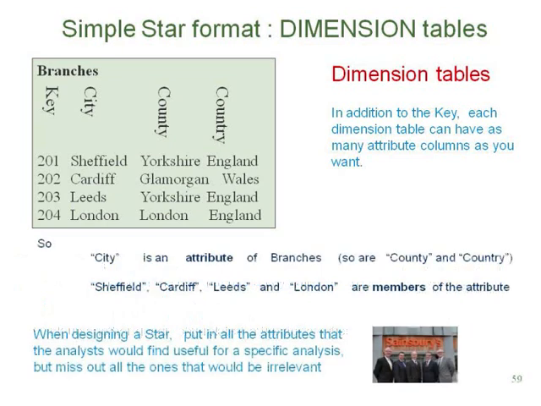So terminology again. City is an attribute of the branch, and so, for example, are county and country. Whereas the specific values that occur within the attribute, such as Sheffield, Cardiff, Leeds, London, they are all members of the attribute. Whenever you're designing a star, you should design into the dimension all the attributes that the analyst would find useful for doing an analysis, but be sure to miss out all the attributes that are irrelevant to their query.